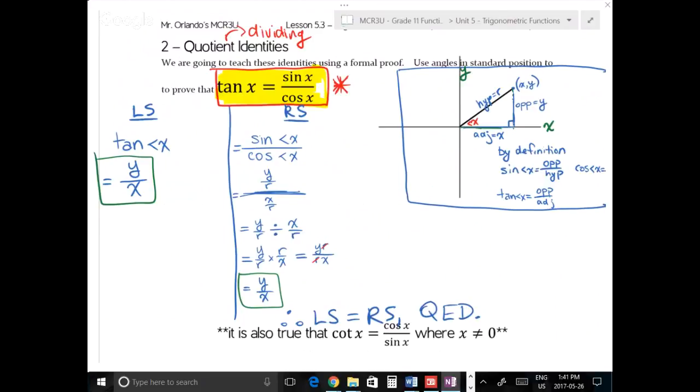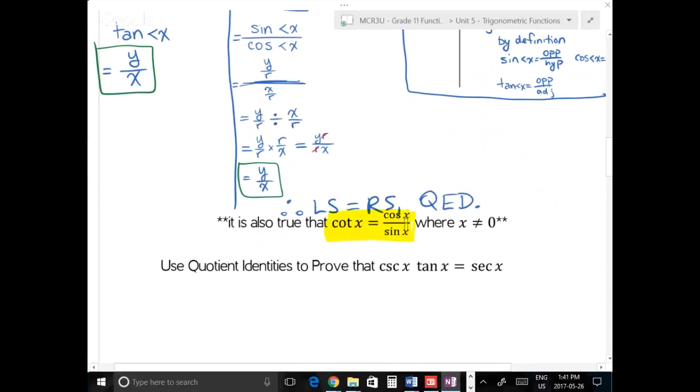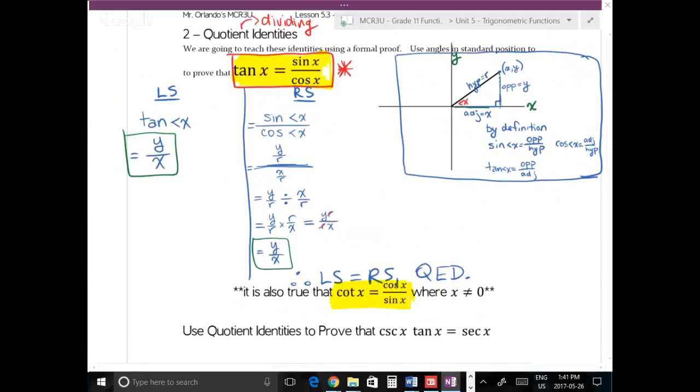But to make a reciprocal identity, what do we do with the fraction? We just flip it. So if tan is sine over cos, cotangent will just be cos over sine. And in fact, I told you that down here. And we highlight that. Yeah, so highlight them. Those are your two quotient identities. And we've just proven that they're true.